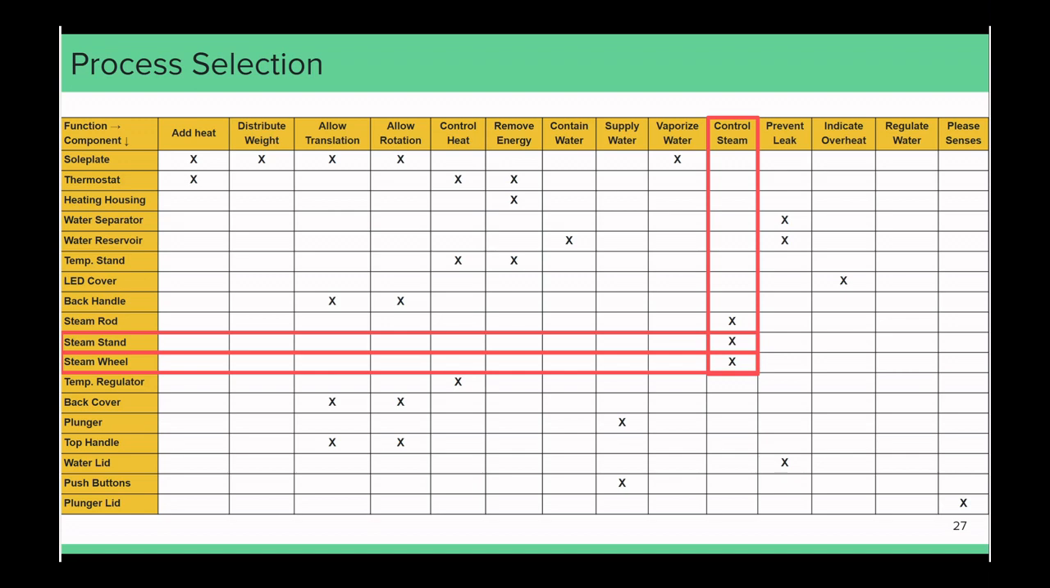The steam stand and steam wheel are both selected for process selection. They have the same function, which is steam control.